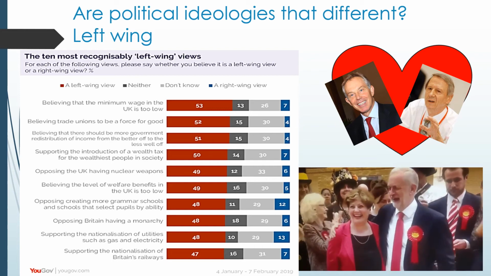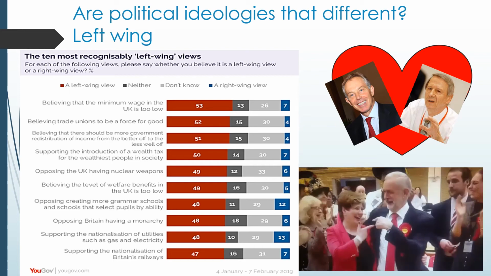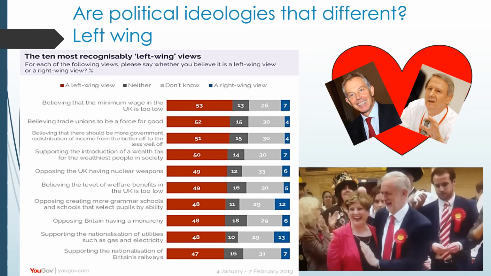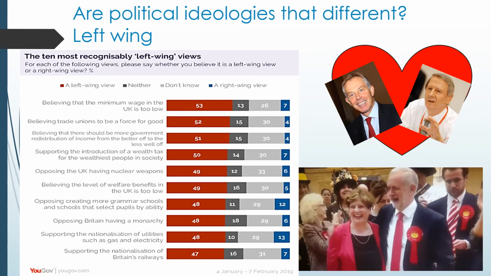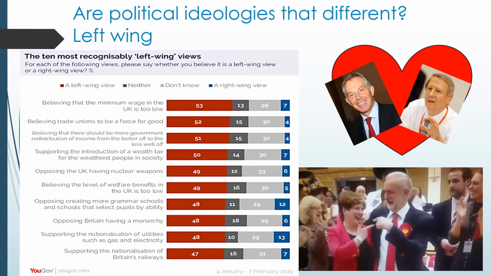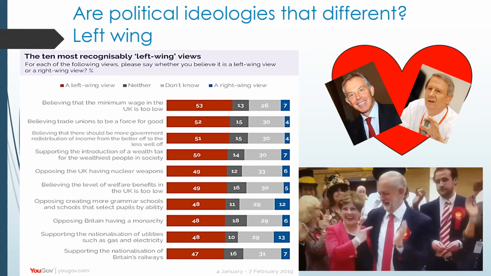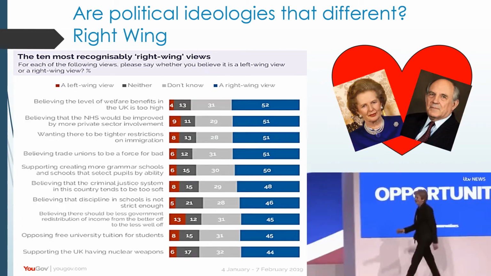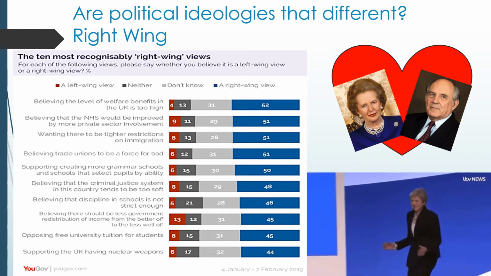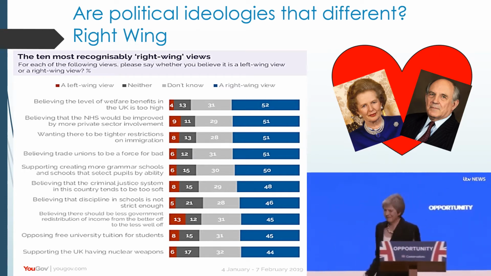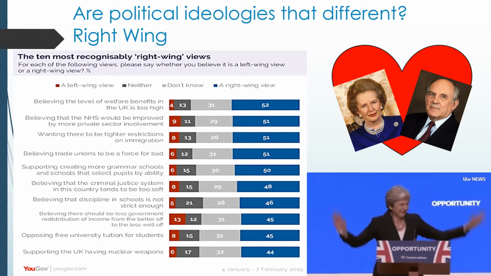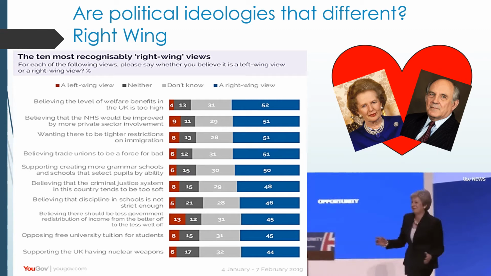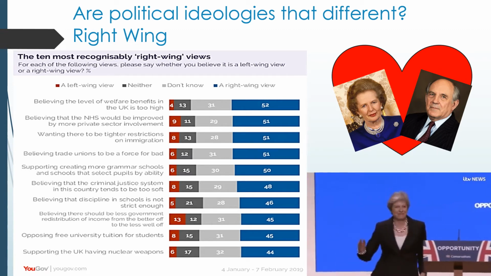Also, what you can see on the diagram is what left-leaning voters tend to believe. So minimum wage, there's lots of nationalisation, supporting people with benefits and welfare. This would be what the left voters tend to prioritise. Now, as a contrast, you can see what the right voters tend to prioritise. So again, it's almost the opposite. Benefits are too high. We shouldn't nationalise public services. Tuition fees shouldn't be given to students.